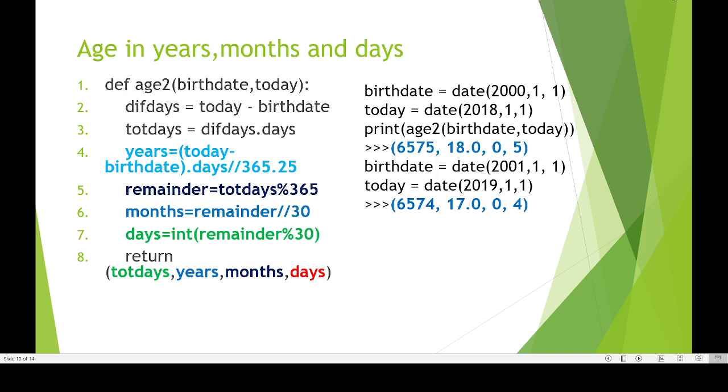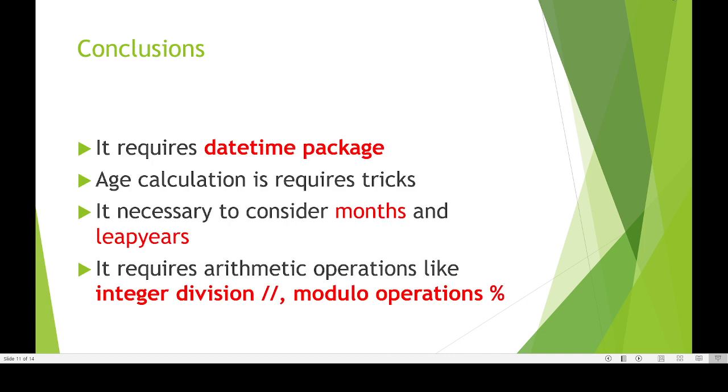Now if we consider the date of birth is 1st January 2000 and present time is 1st January 2018, this function will return 18 years 5 days and 6575 days in between. But if the date of birth is 1st January 2001 and present time is 1st January 2019, this function will return total days 6574, years 17 and 4 days. So we have seen that age calculation is not trivial. We have to consider months, days, years and leap years. It requires arithmetic operations like integer division and modulo operation.